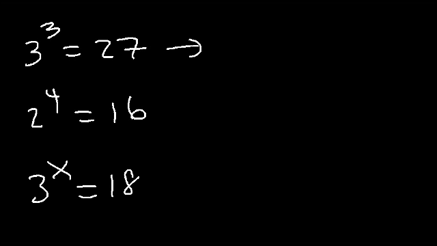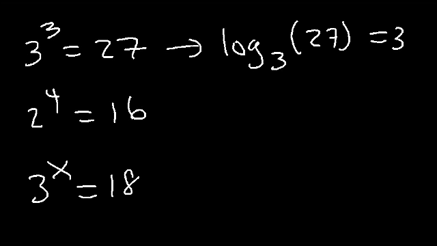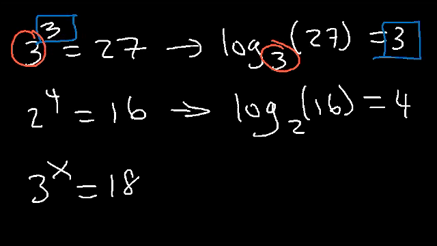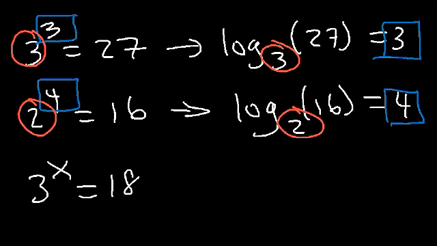So what this really means is log base 3 of 27 is equal to 3. If you work backwards, 3 to the 3rd is 27. So the exponent always goes across the equal sign. The base that has the exponent is the base of the log. So the next one, 2 to the 4th is equal to 16, is the same as log base 2 of 16 is equal to 4. So the exponent is what the log is equal to, and this is the base of the exponent, which is the base of the log.